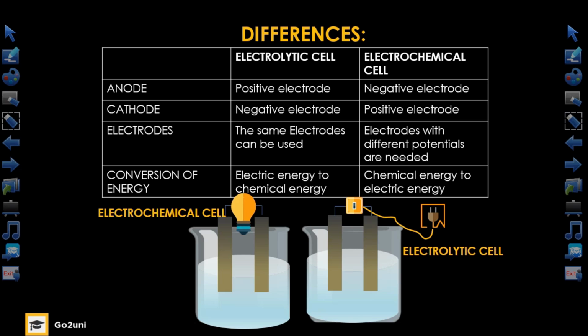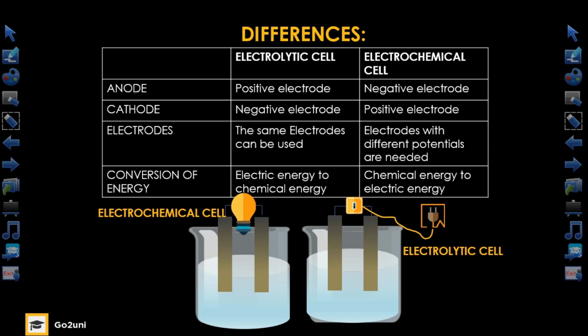Now, when we talk about the types of electrodes that are used, in the case of electrolytic cells, the same electrodes can be used to allow the flow of electricity into the electrolyte. Either the same electrodes or different electrodes. But for electrochemical cells, the electrodes must be different. Not just different, but with different potential values, so that we can have the flow of electric current, and the voltage can be supplied. So that is in terms of electrodes.